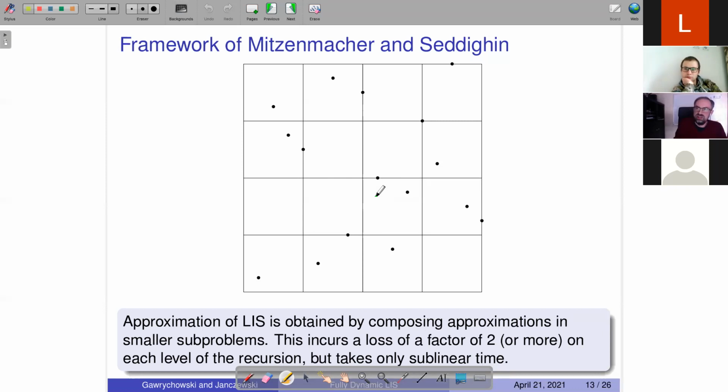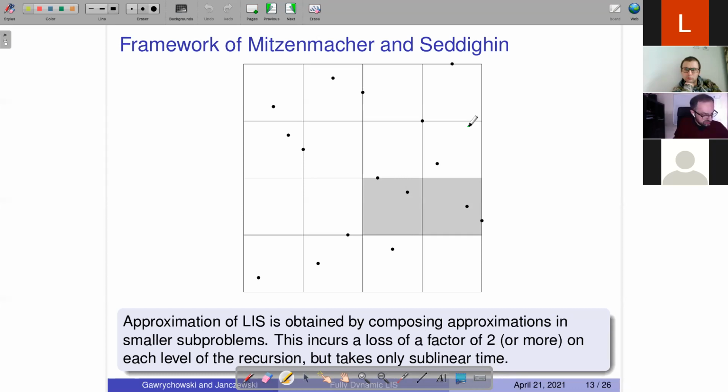So they maintain the longest chain, not only in the whole set, but also in every box, in every cell, and also in some other subproblems. The other subproblems are always a rectangle consisting of a complete number of blocks. How it's defined exactly, I don't want to show you, because it's a bit technical.